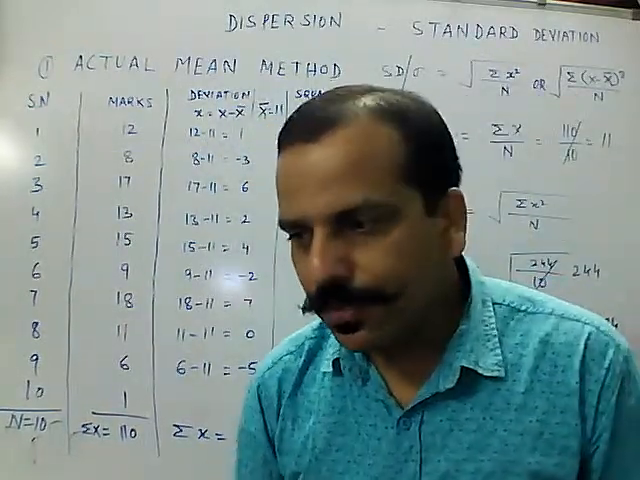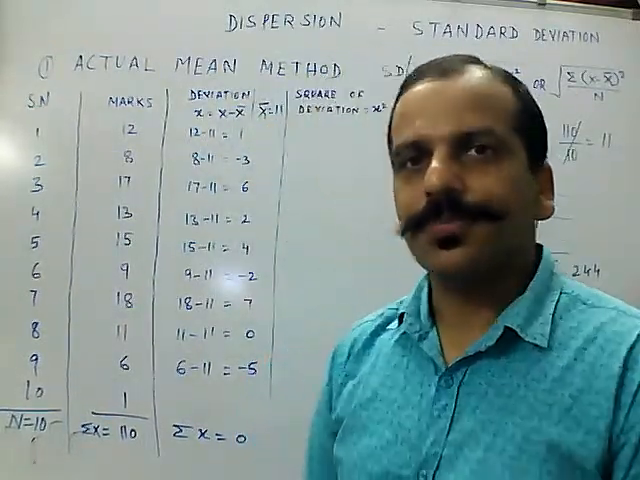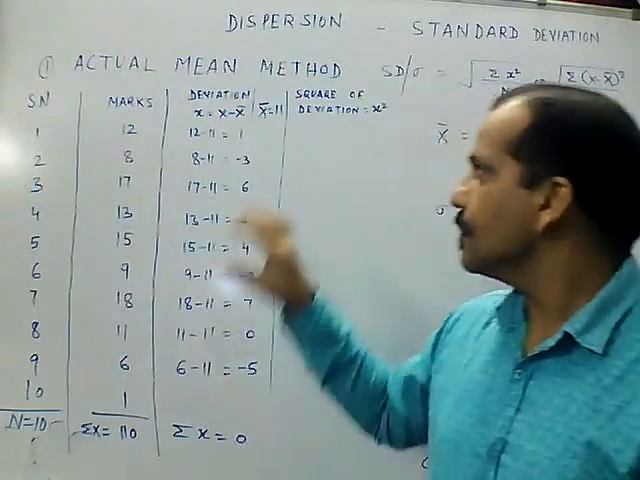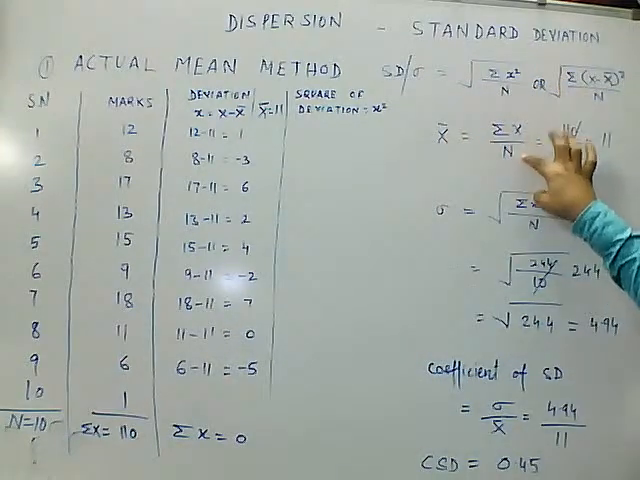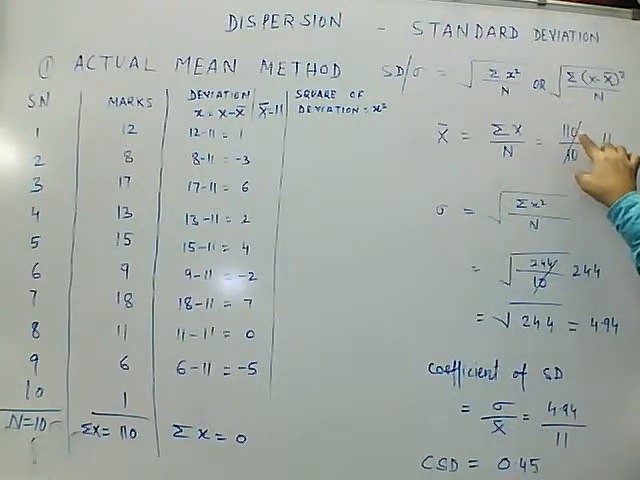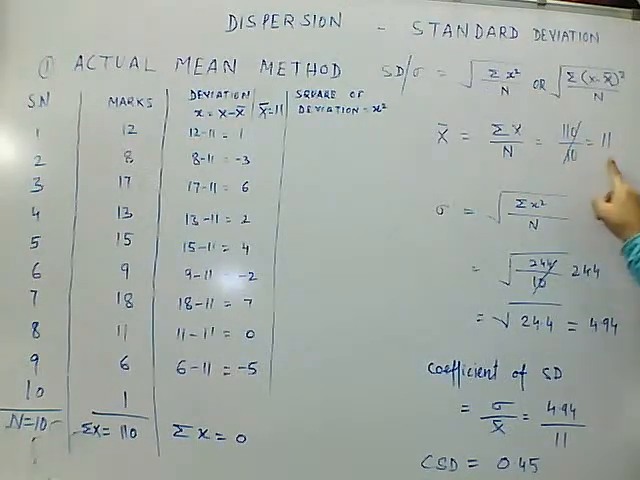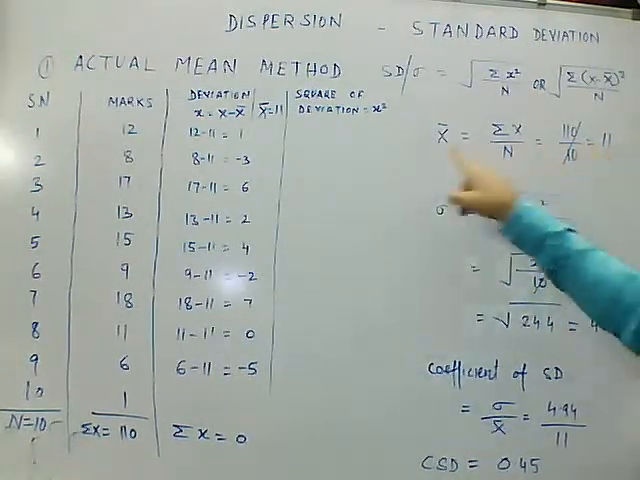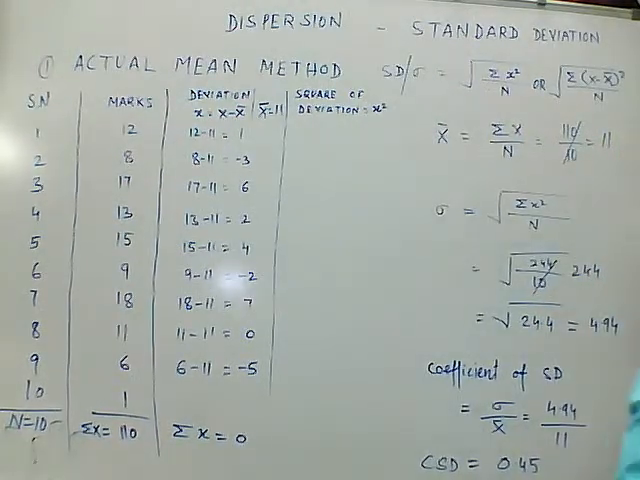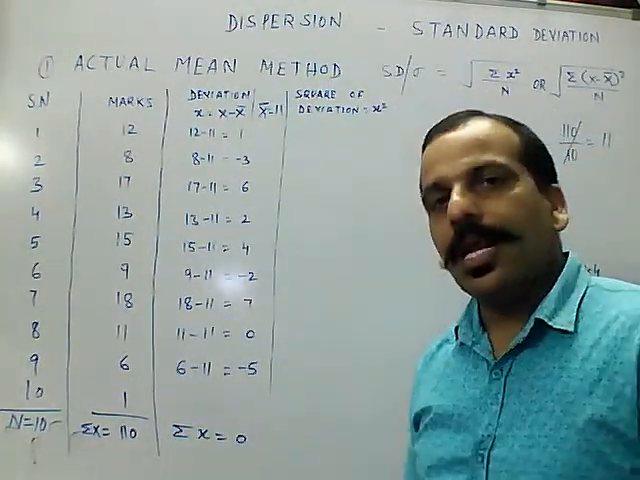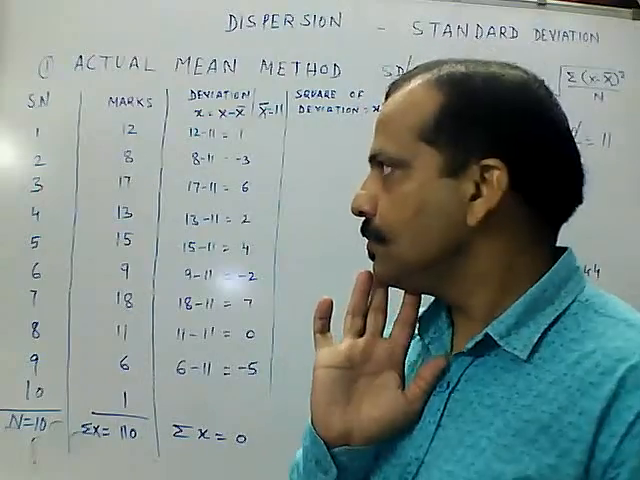Understood the meaning of deviation? Deviation means from your mean marks. I am coming back again. Mean marks is sum x upon n, so 110 upon 10 is 11. Mean marks, your average marks, is 11.